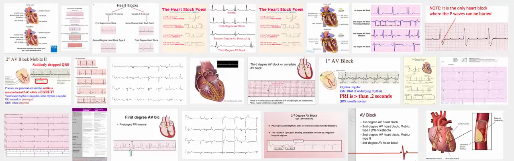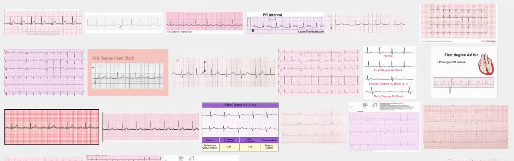So now let's talk a little bit about how this condition is classified. First, in first degree block, the PR interval is prolonged, but there are no missed beats, which means that the QRS complex follows every P wave. So let's take a look at first degree block. I don't know if you can see this. This is first degree heart block. And again, the QRS complex follows every P wave, and there are no missed beats.